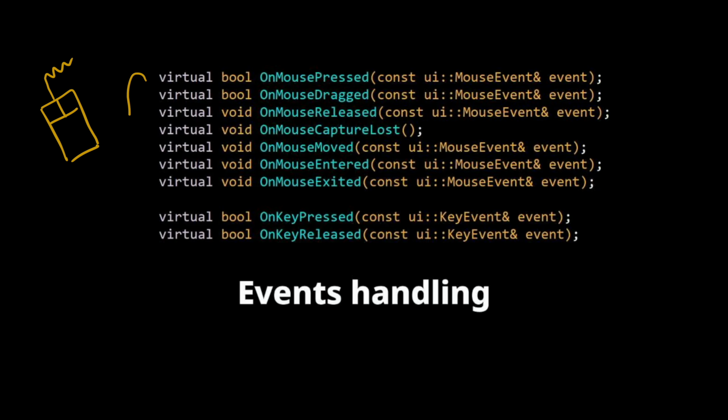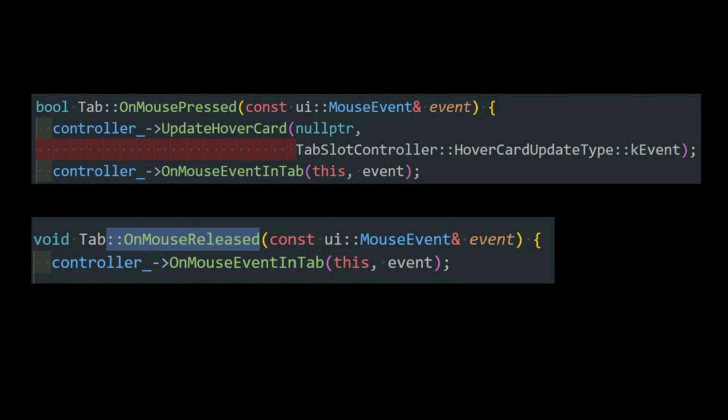The next thing that View is responsible for is event handling. You can see many virtual methods related to event handling. When you override these, you can control the mouse events and keyboard events, even gesture events. Tab is also overriding most of these event handler methods. You can see it's delegating them to its controller.